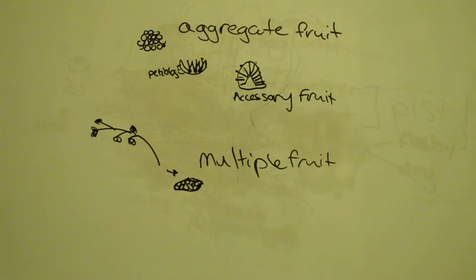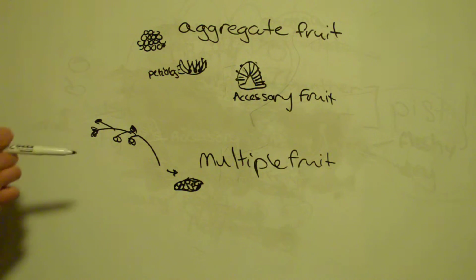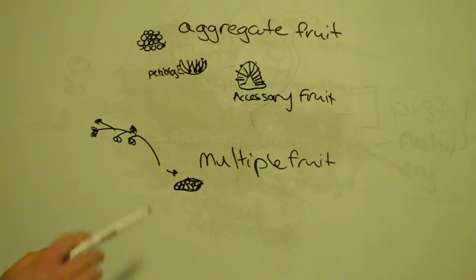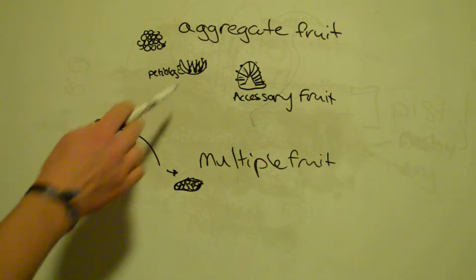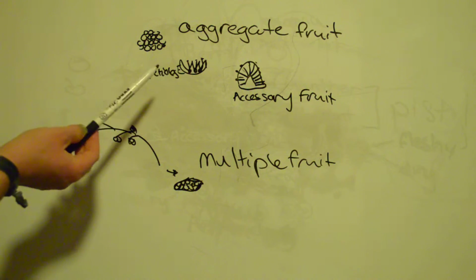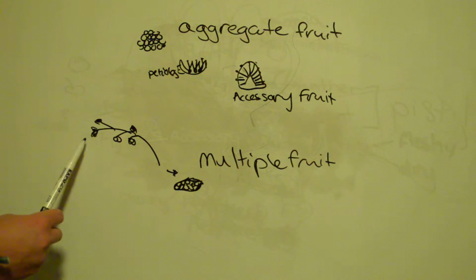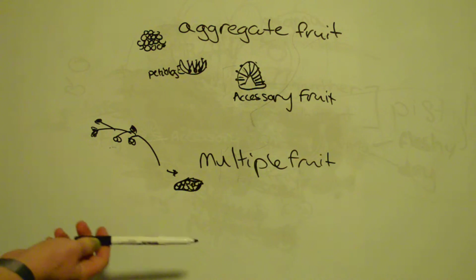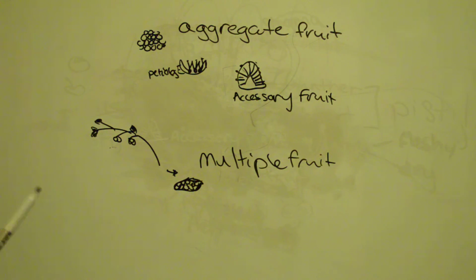So tomorrow when you're making your observations and you're looking at flowers, I want you to be thinking, if it has a whole bunch of these little petioles, it might be an aggregate fruit, and if it has maybe a whole bunch of little tiny flowers, it might be a multiple fruit. So think about what kind of fruit that flower might make.